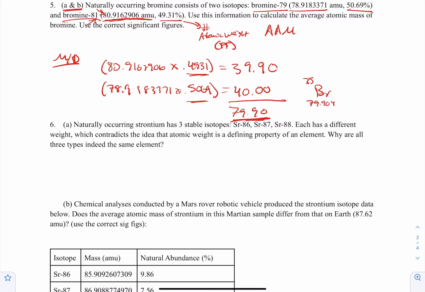But this matches bromine. And in fact, for any element that you do this for with natural abundances, it should always match or at least be really close to the number that you see on the periodic table, okay?